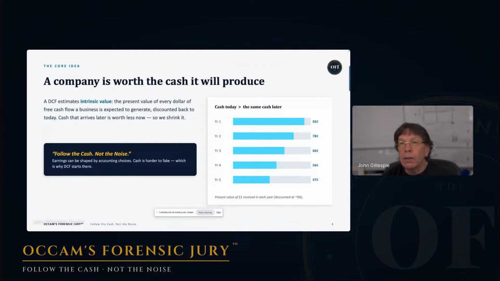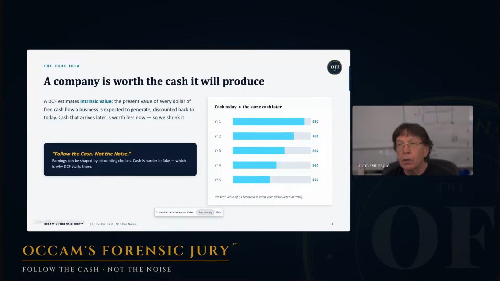So the core idea: what's the company worth based on the cash it will produce? A discounted cash flow estimates the intrinsic value, which is the present value of every dollar of free cash flow a business is expected to generate, discounted back to today. Cash that arrives later is worth less, so we shrink it. And one of the mottos from my company is, follow the cash, not the noise, right? Earnings can be shaped by accounting policies. Cash is harder to fake, which is why the DCF starts here.